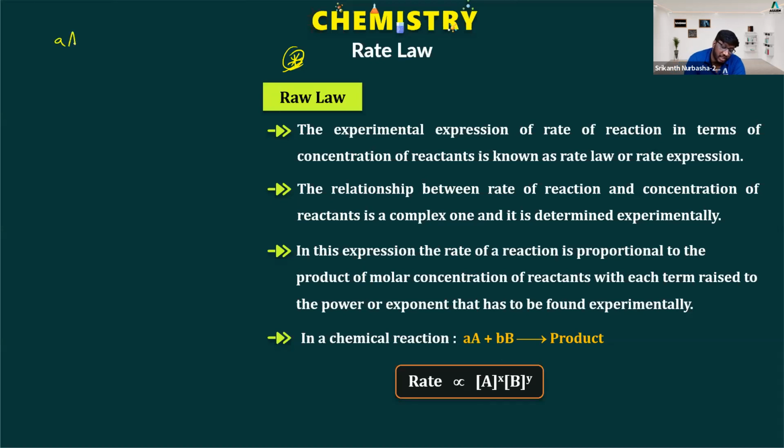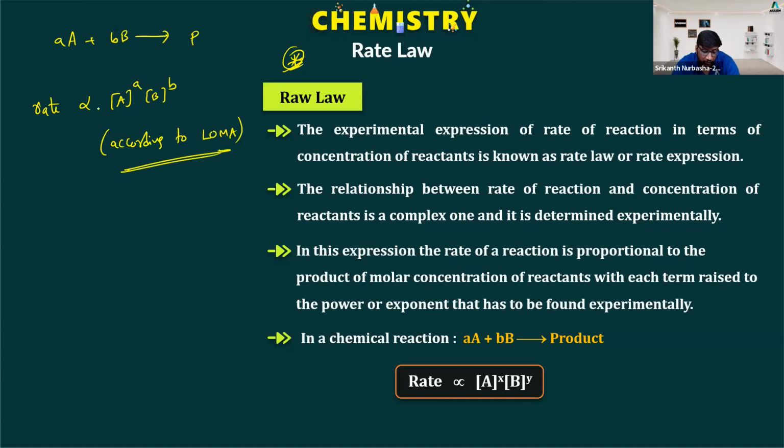For the same reaction, a moles of A plus b moles of B gives rise to product, rate is directly proportional to concentration of A whole power a into concentration of B whole power b. This is according to the law of mass action. Yes or no? According to the law of mass action, we can simply write that rate is directly proportional to concentration of A into concentration of B raised to the power of the stoichiometric coefficients.